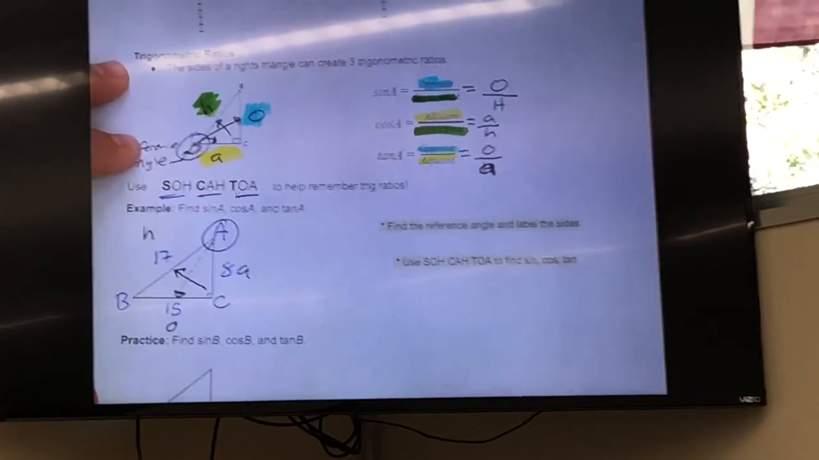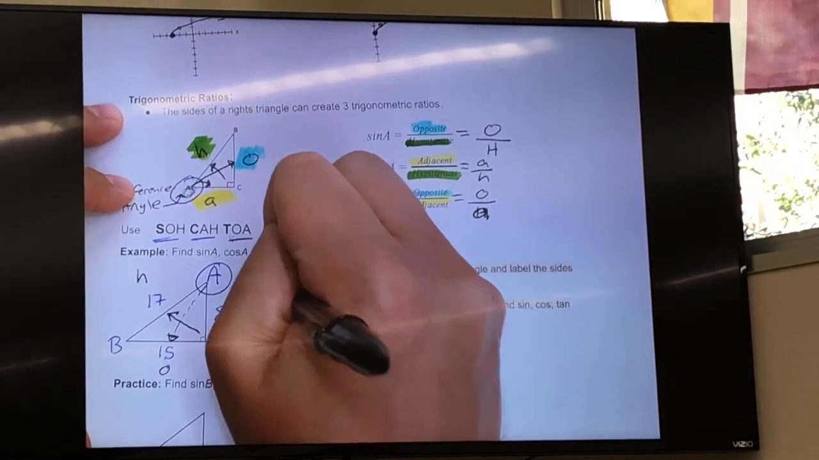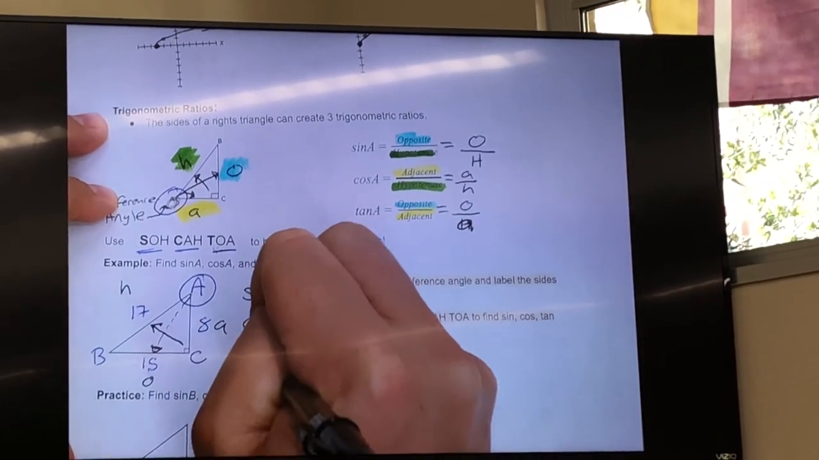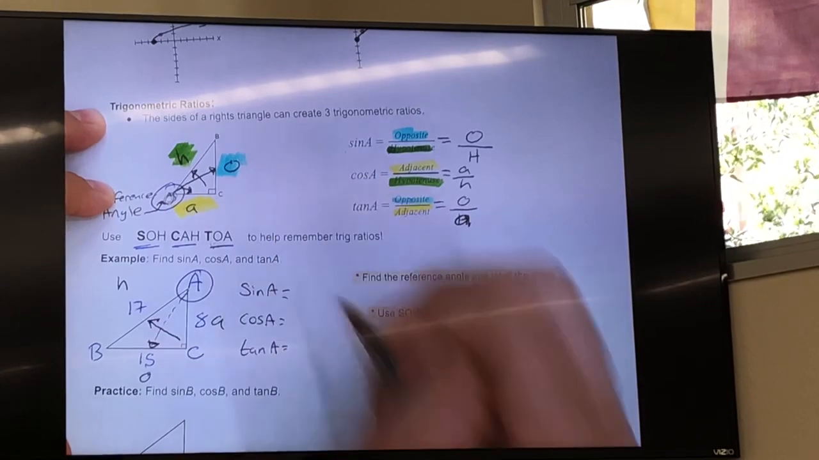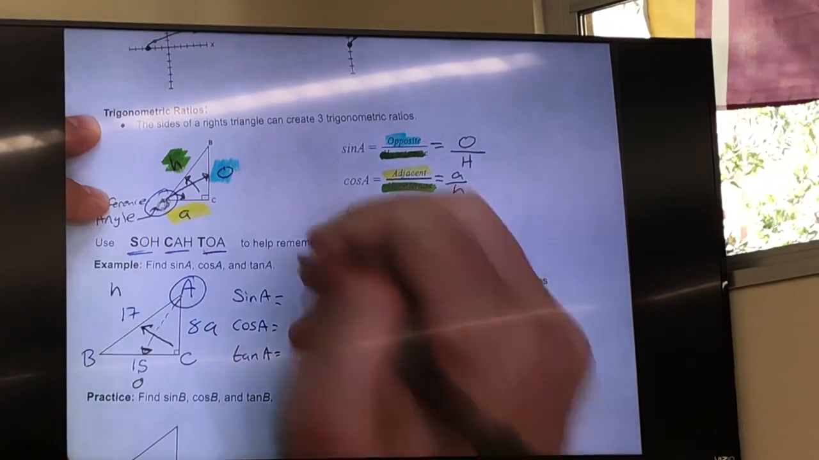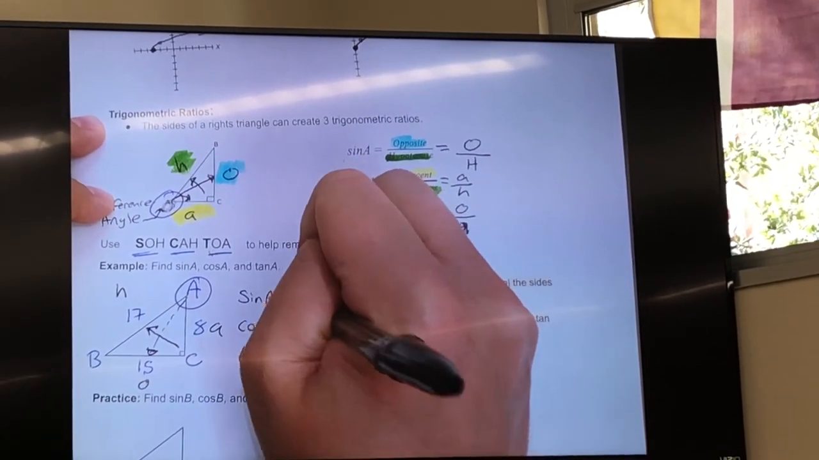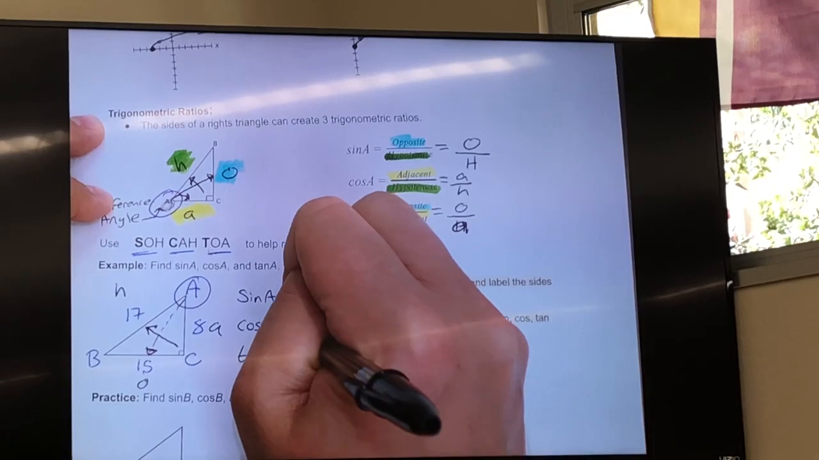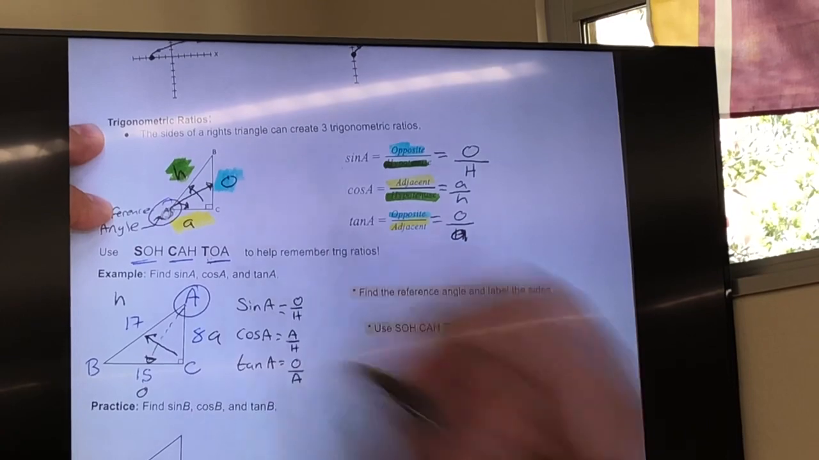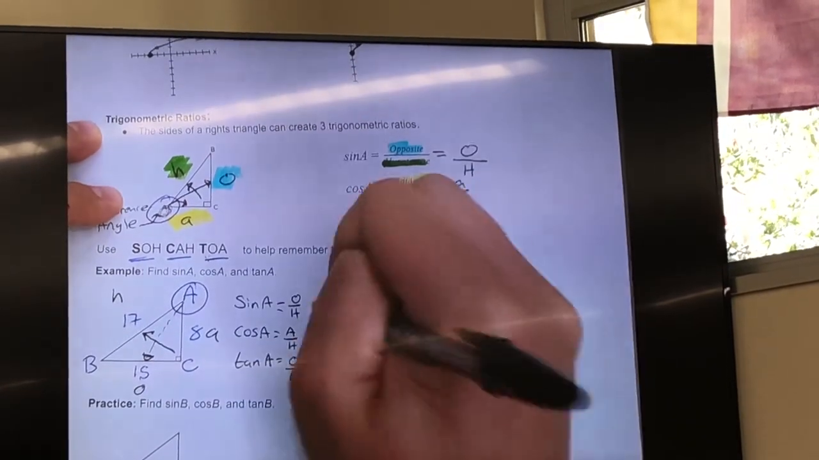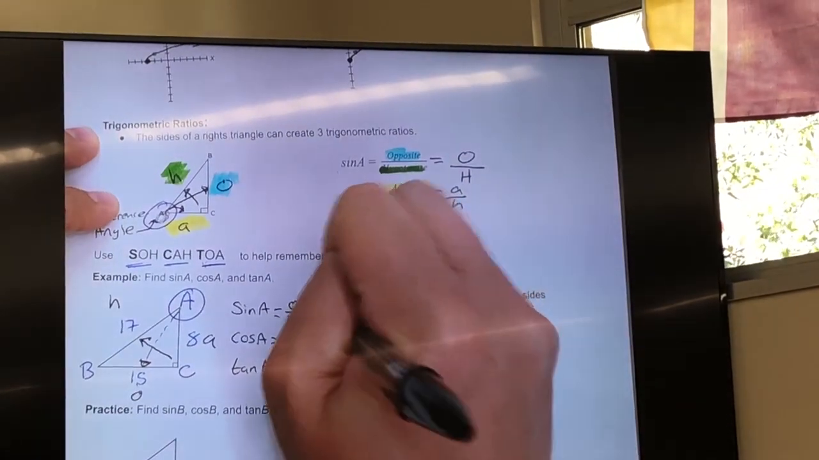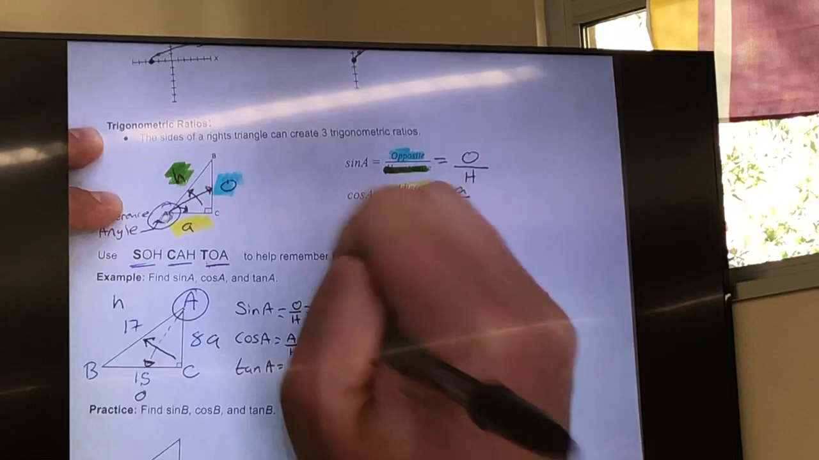All right, so next we are going to write sine of A, cosine of A, and our tangent of A. You do not have to write this down, but if it is helpful, again, you can write your little acronym here. So sine of A is opposite over H, cosine is adjacent over H, and tangent is opposite over adjacent, right? So that means our sine of A is going to be 15 over the hypotenuse, 17.